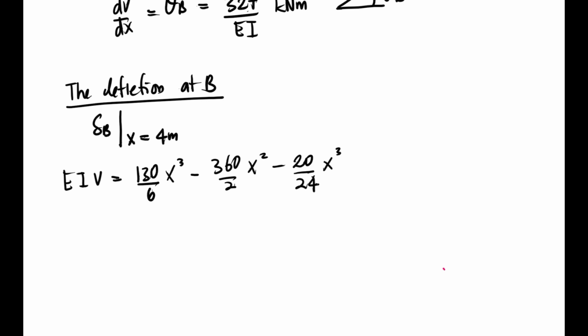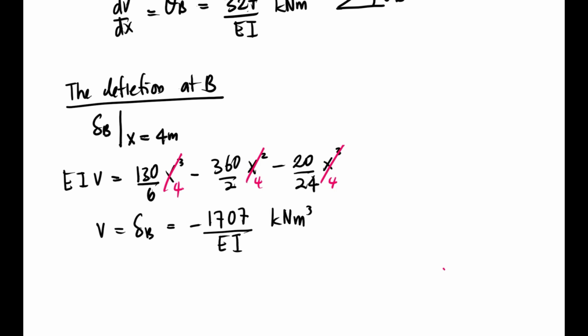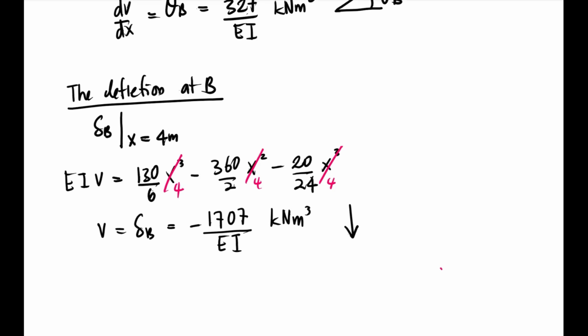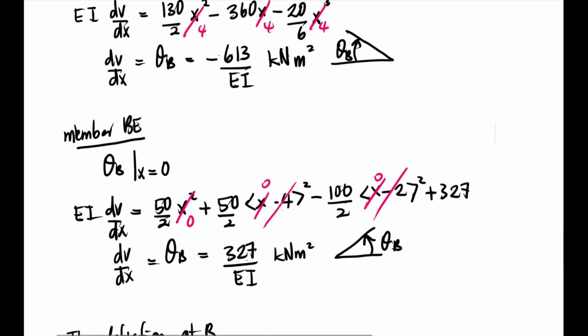Okay, so I substitute 4 into x. Therefore, I can find v is equal to delta B is equal to negative 1707 over EI kilonewton meter cube. So it's going down.